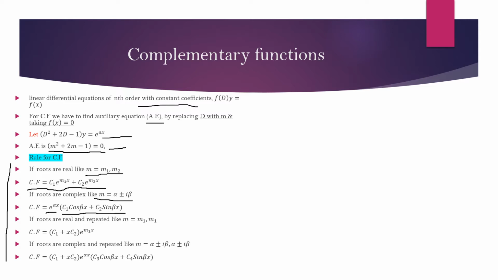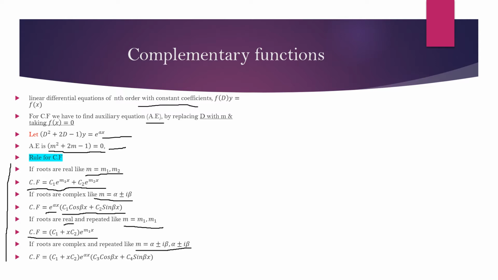If the roots are real and repeated, then the CF will be (C1 plus x C2) e to the power m1x. If the roots are complex and repeated, this type of root only exists for equations whose auxiliary equation is of power 4.